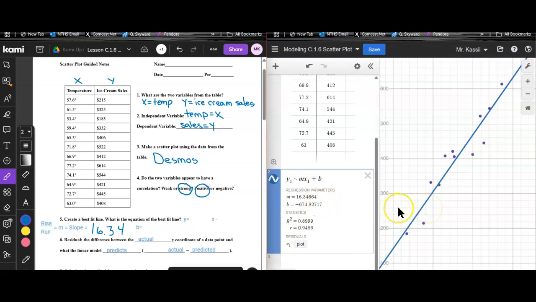Our b value we'll talk about later on in these notes, but I'll go ahead and mark the b value here. So we have negative 674.827.